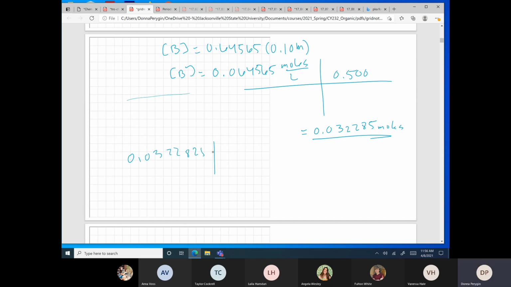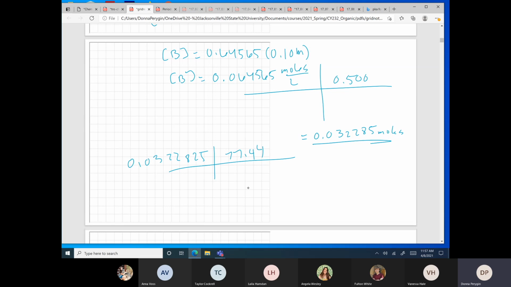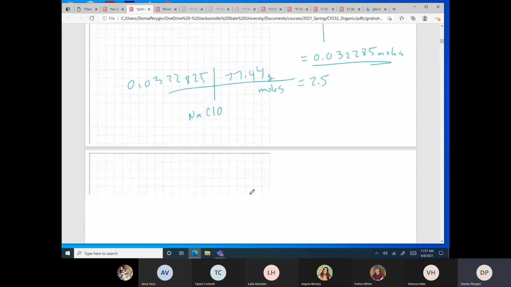So then I can just say 0.03225 times 77.44 grams per mole. I get that from the periodic table, or you could just look up the molecular weight of sodium ClO, sodium hypochlorite, because we've got hypochlorous acid, all right, which is equal to 2.5 grams. So in order to make this solution with 500 milliliters of my 0.1 molar hypochlorous acid solution, I need to add 2.5 grams of sodium hypochlorite to give me the desired pH, okay, which was 7.35.